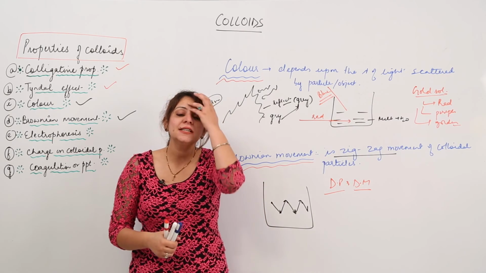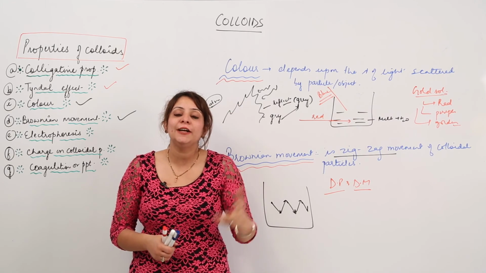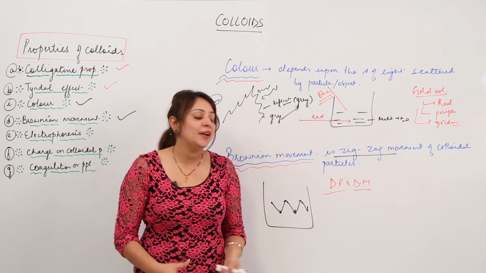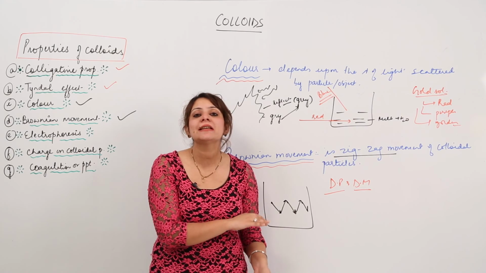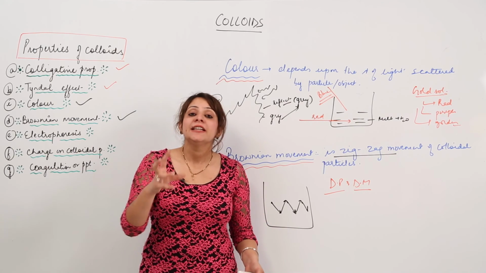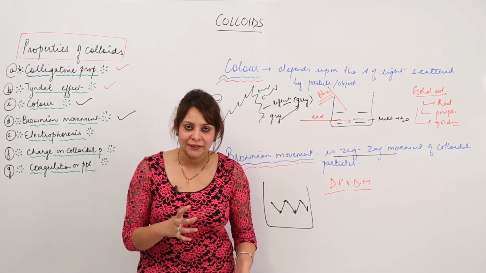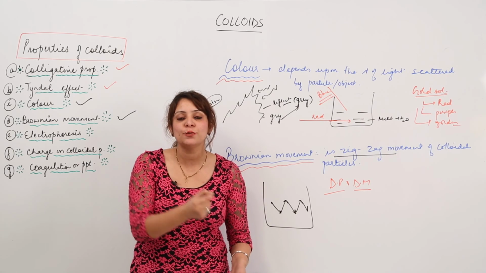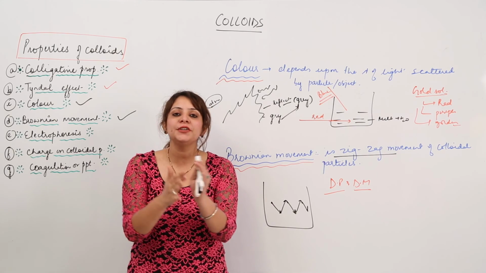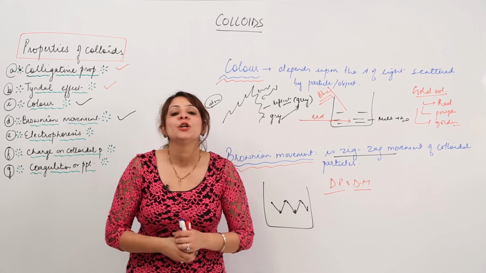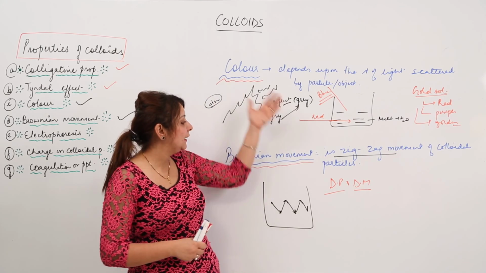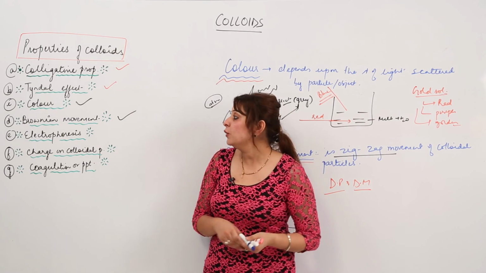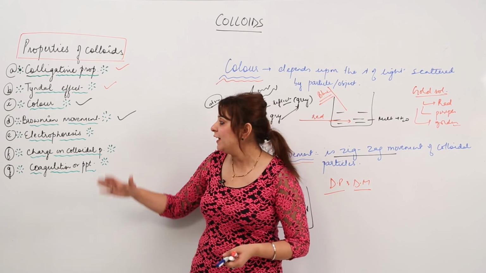This is the reason that they are very stable; they show this kind of movement, and that is why when we keep them, the particles do not settle at the bottom. The second reason is that their size is moderate, neither too small nor too big, in the range between 1 nanometer and 1000 nanometer. So this is our property, color, and the Brownian movement. Now we are going to start with another property, that is electrophoresis.